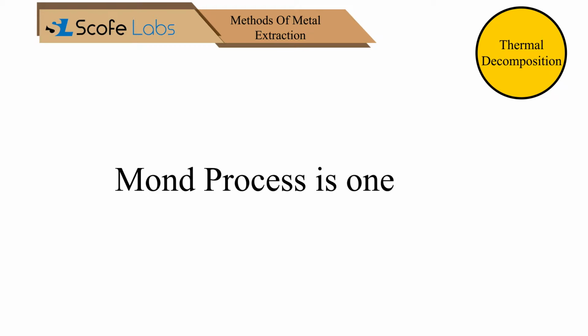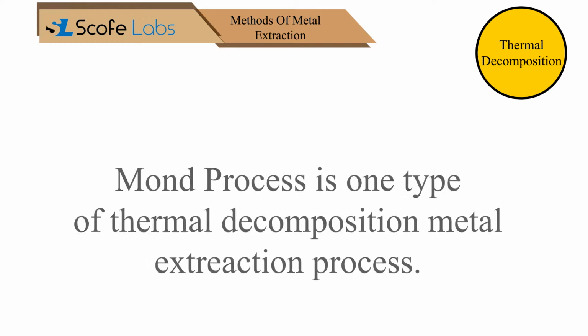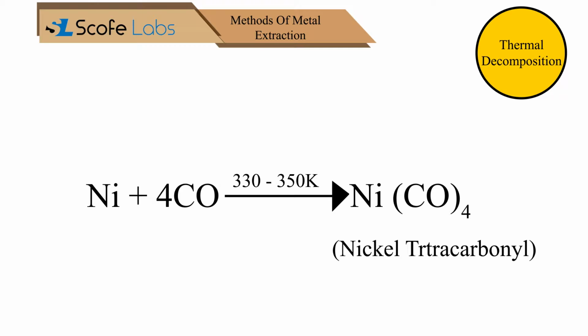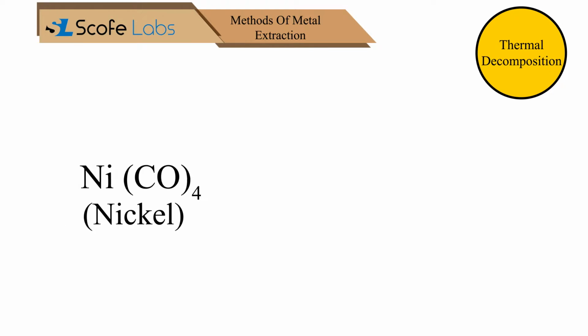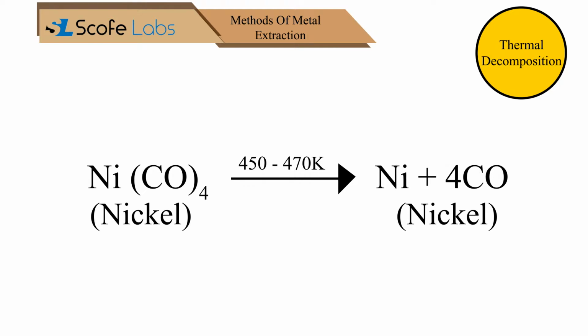Mond process is one type of thermal decomposition metal extraction process. The Mond process converts nickel oxide into pure nickel. It is a process for obtaining nickel by heating the ore in carbon monoxide to produce nickel carbonyl vapor, which is then decomposed at a higher temperature to yield the metal.